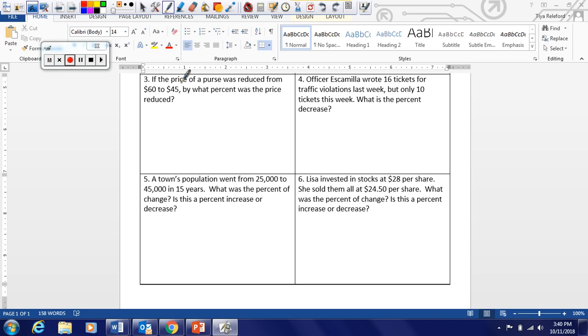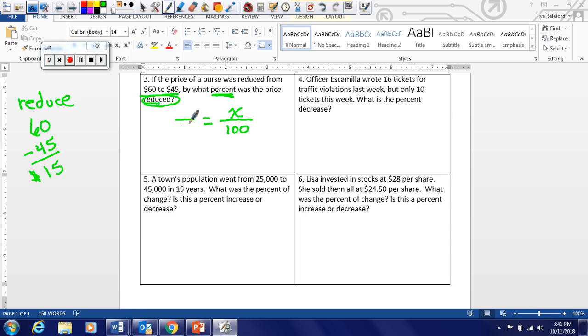Number 3 says, if the price of a purse was reduced from $60 to $45, by what percent was the price reduced? This price reduced, or percent reduced, that's a percent increase, decrease. So, first we have to know how much did it reduce. We went from 60 to 45. So it reduced $15. Now that's not the same as 15%. We're going to have to set that up in a percent proportion.